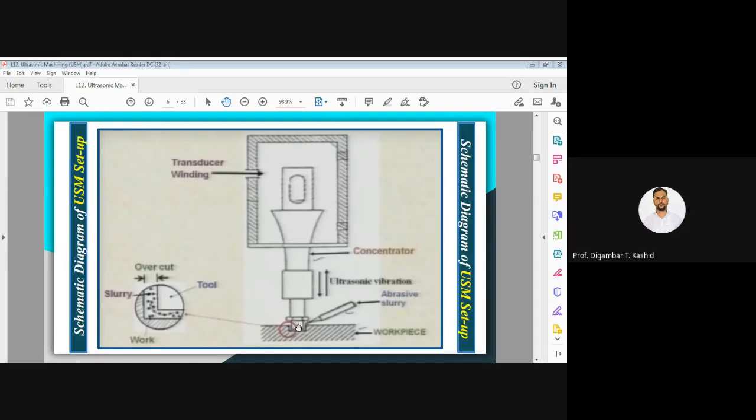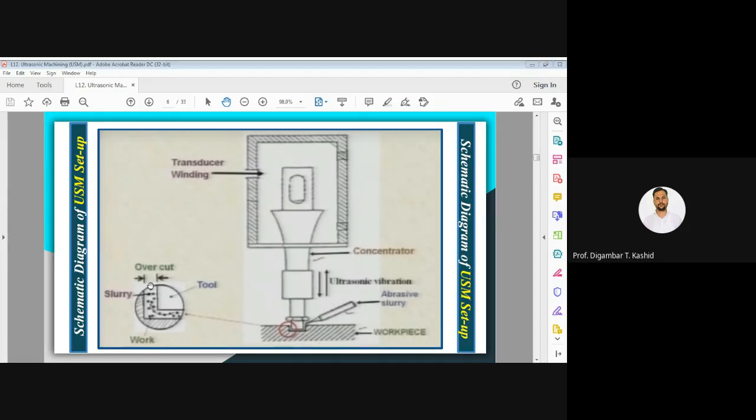Again, you can see here an enlarged view of this particular portion, whatever I have shown in red. Here a tool is there, then slurry, and then you have the workpiece. During this process, overcut is created, through which the slurry has to go out. Hence, the additional material is removed during this process. Overcut means the gap between your tool surface and the side surface of your workpiece. Some material is also removed from the tool during this process, so you will find material is continuously removed from your tool.